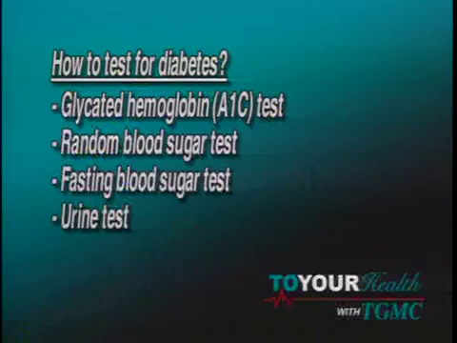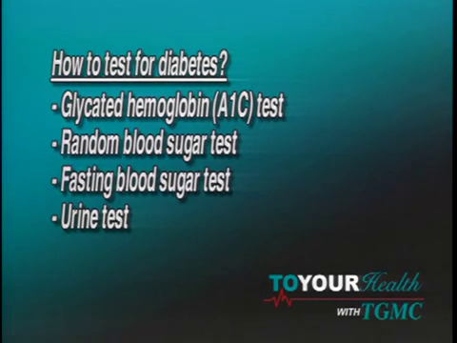Martin, there are several ways to test for diabetes. The easiest one is a urine test. That's where we get those sticks that have a chemical reagent. You dip the stick in the urine and it can detect the presence of sugar. The more precise ways of testing for diabetes, though, are four.